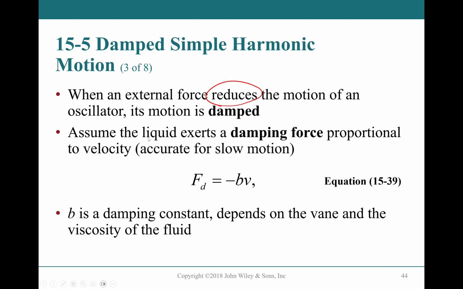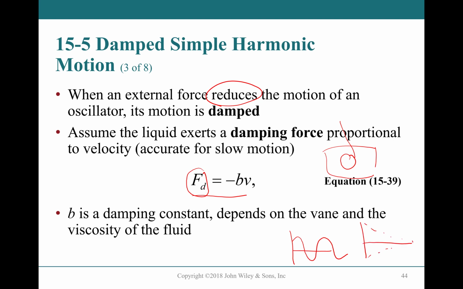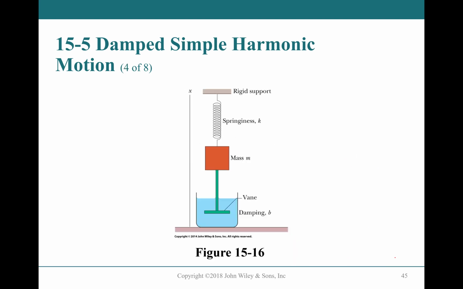So think about a pendulum in water, okay? The water will apply a damping force proportional to the velocity and then slow the object down. Our damping force, FD, equals negative bv, and depends on the viscosity of the fluid. Initially, if you have simple harmonic motion that looks like this, and then damping exists, you are going to have a decreasing amplitude. So you may have an oscillation that looks like this. This is just a sketch.